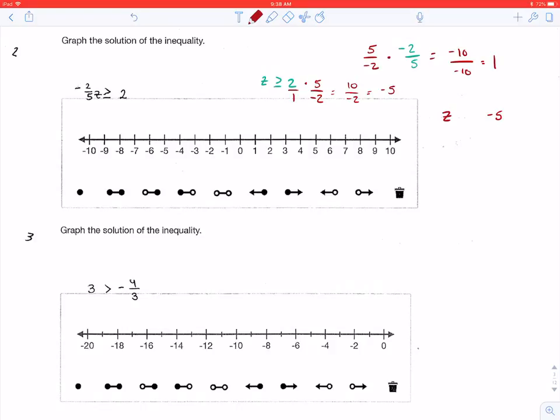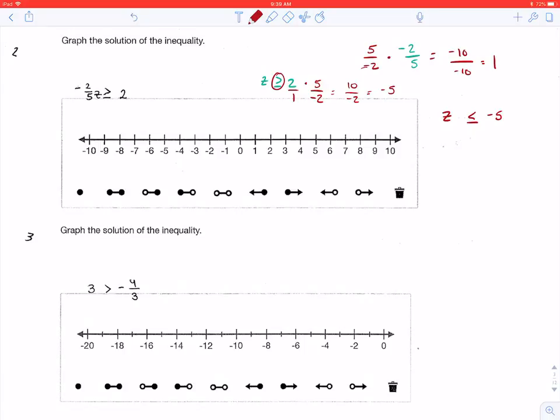and then because we multiplied by a negative value, this negative 2 down here, which is easy to miss, so because we multiply by that negative number, we're also going to have to flip our sign. So instead of a greater than or equal to sign, we're now going to be a less than or equal to sign. So z is less than or equal to negative 5.